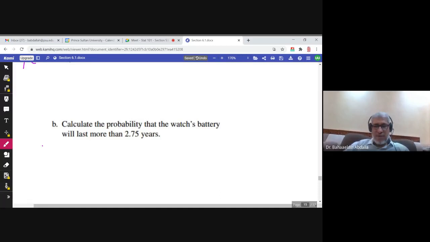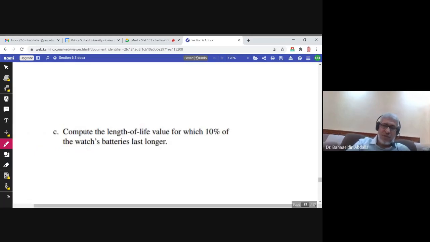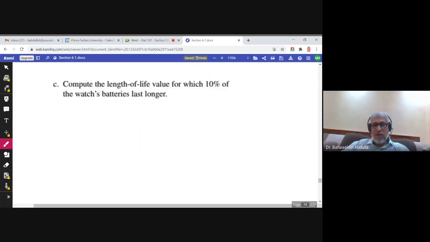Calculate the probability that the watch's battery will last more than 2.75. Change it to Z and find the value. Compute the length of life.